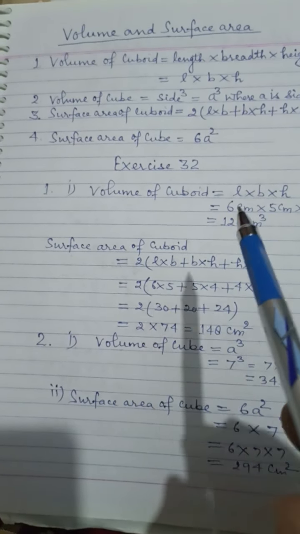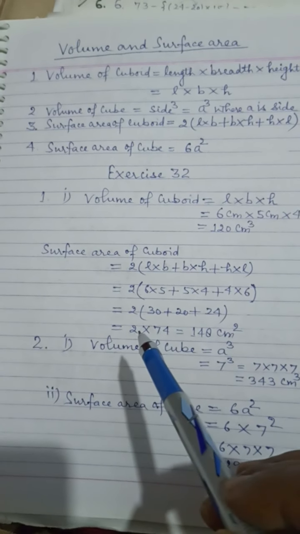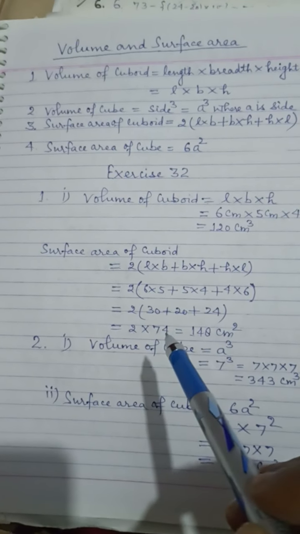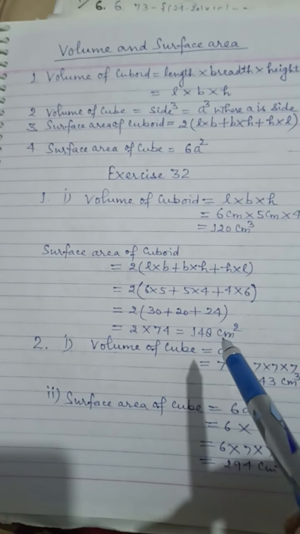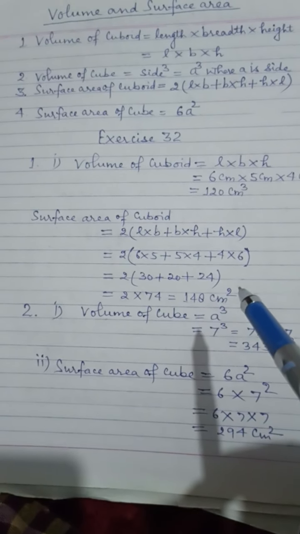So 2 into 6 into 5, 6 fives are 30, plus 5 into 4, 5 fours are 20, plus 4 into 6, 4 sixes are 24. So 2 into (30 plus 20, that is 50, plus 24), that is 74. So 2 into 74, when you multiply you will get 148 square centimeter. Clear? So this is your answer.